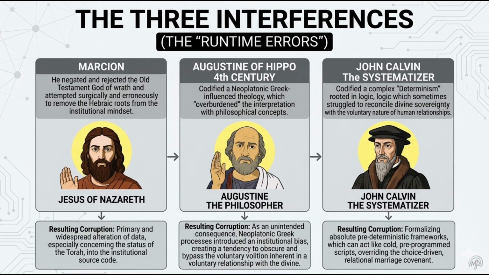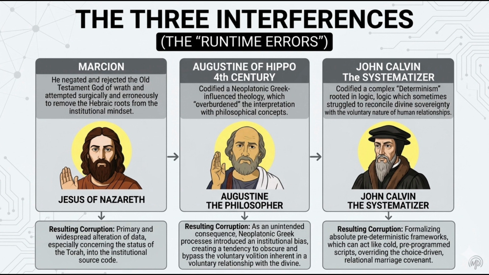In his Institutes, he codified a system where every single human action, every salvation, and every damnation is meticulously prescripted by God's sovereign will. A programmed script. Exactly. He took the dynamic, choice-driven marriage covenant that we see in the Torah and turned it into a cold, pre-programmed script. And according to the Master Charter, if salvation is strictly coerced, it creates a massive logical conflict.